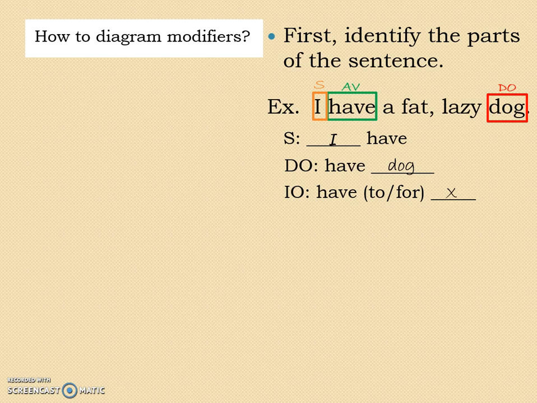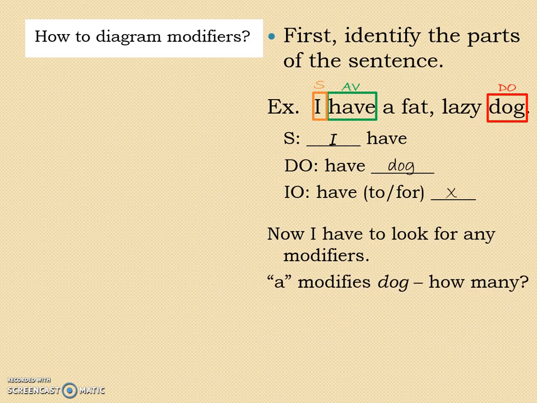Well, my formula is complete now, meaning that all the words in the sentence are going to act as a modifier of some kind. So let's look for those modifiers. The word a here modifies the word dog by answering the question, how many? A dog indicates only one dog. Because adjectives are yellow, we will box the word a in yellow, and we will draw an arrow from the word a to the word dog, showing that a is modifying the word dog.